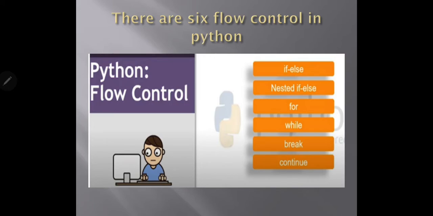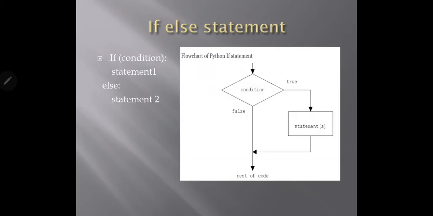These six flow controls are: first is if else, then we have nested if else, then we have for loop, then we have while loop, and break and continue. We are going to see all these statements one by one and how we can use them. So first we have the if else statement.